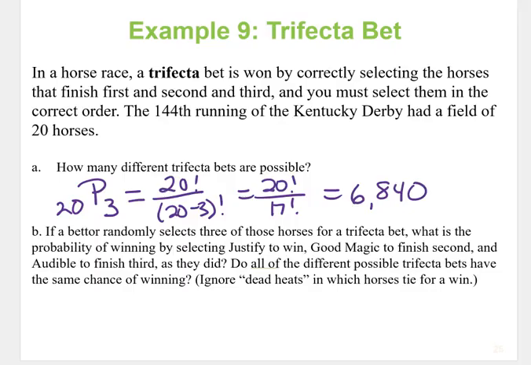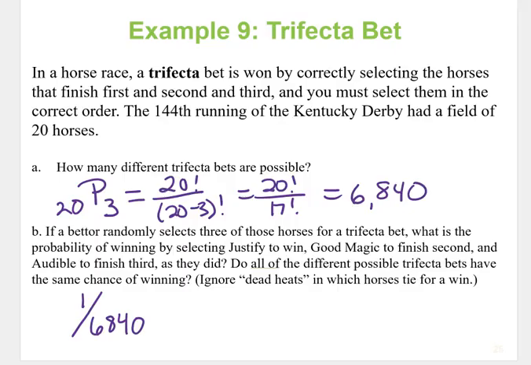Here's the problem. It's not quite that easy. In a perfect world, if every horse was equally matched, then we would have a 1 chance out of 6,840. But here's the problem. Some horses are just better than others. So you know that there's certain horses that are going to win or that are going to at least place in the top three. So it's not really as simple, because all of the 6,840 bets that you could place don't all have the same probability of working out. Some have a better chance than others.